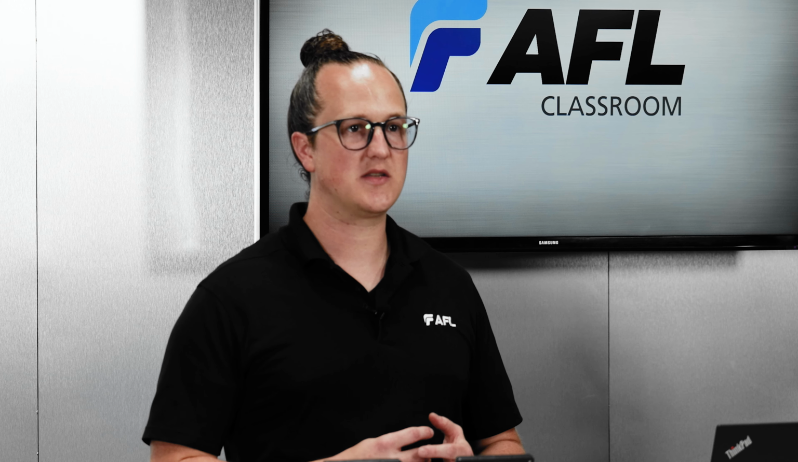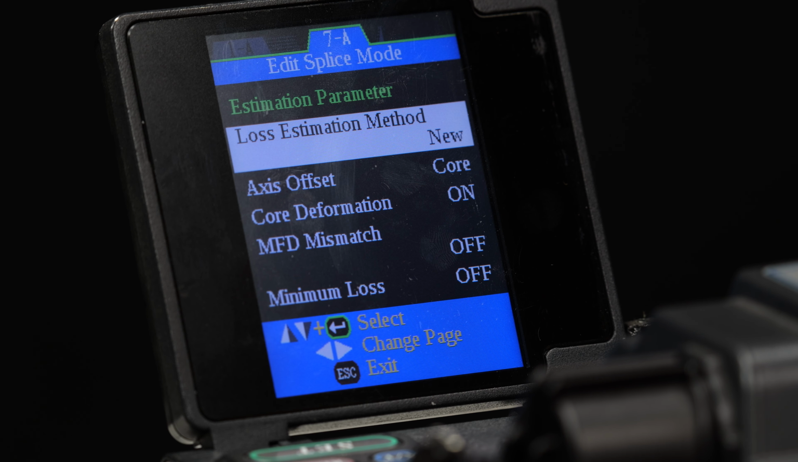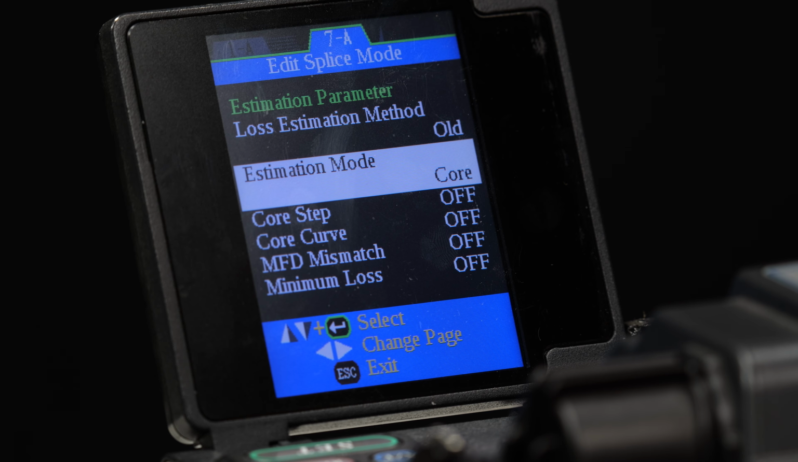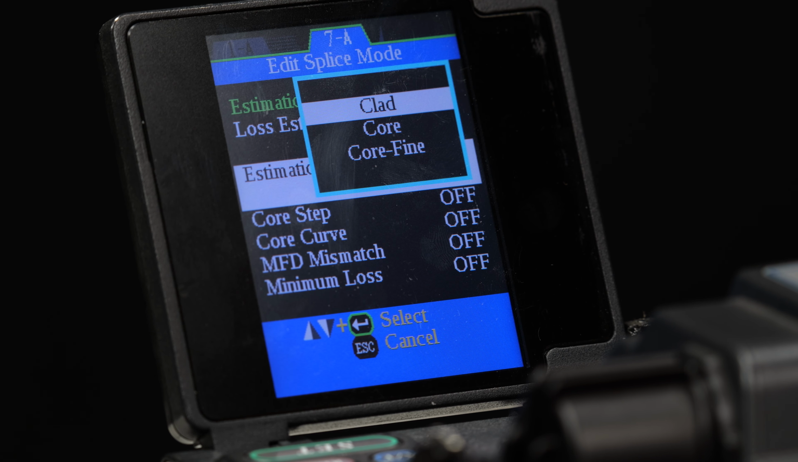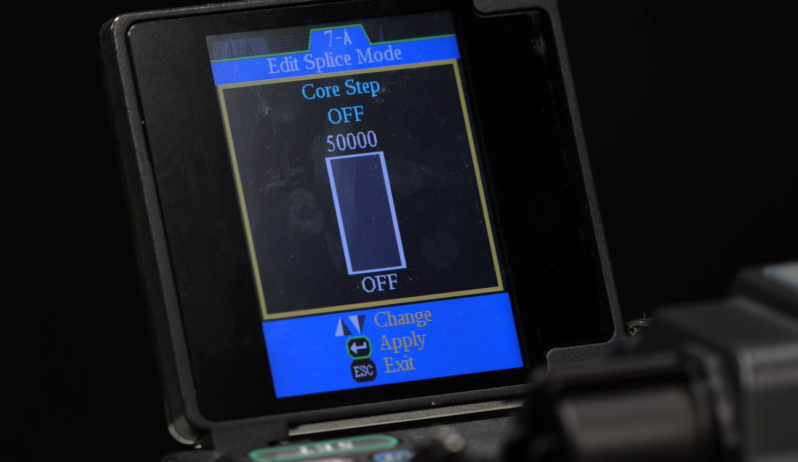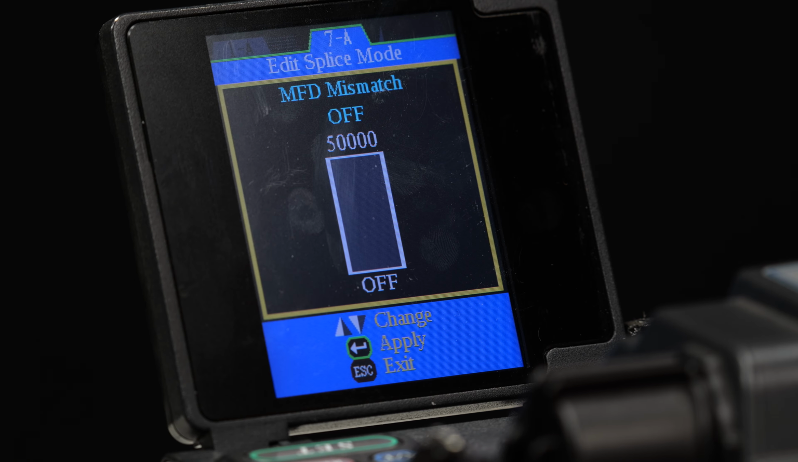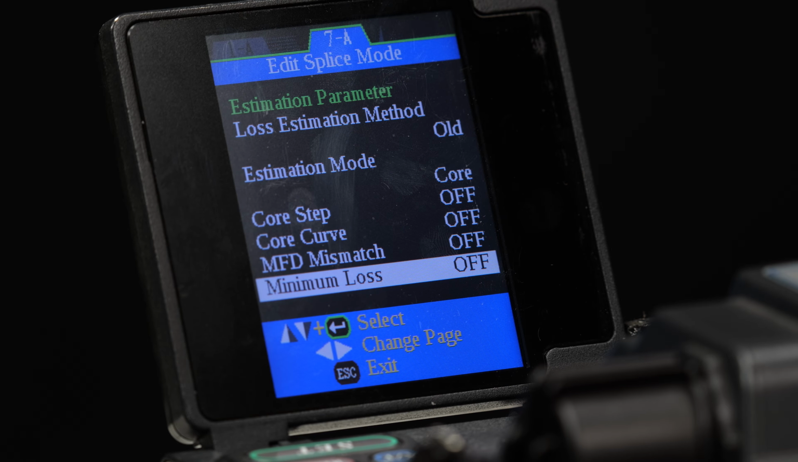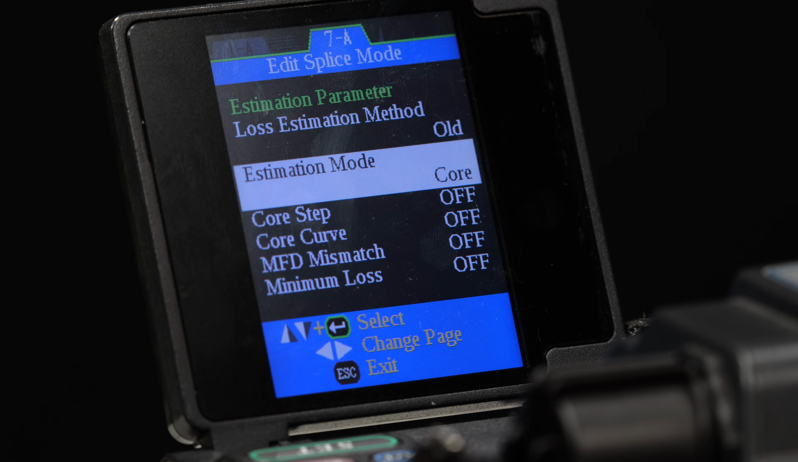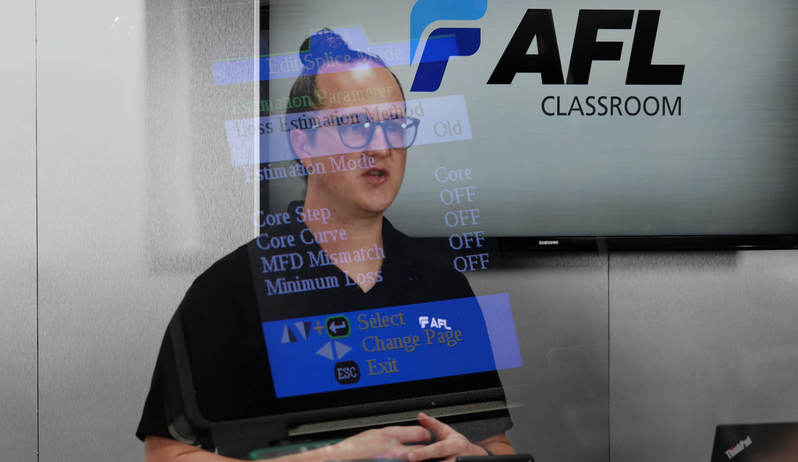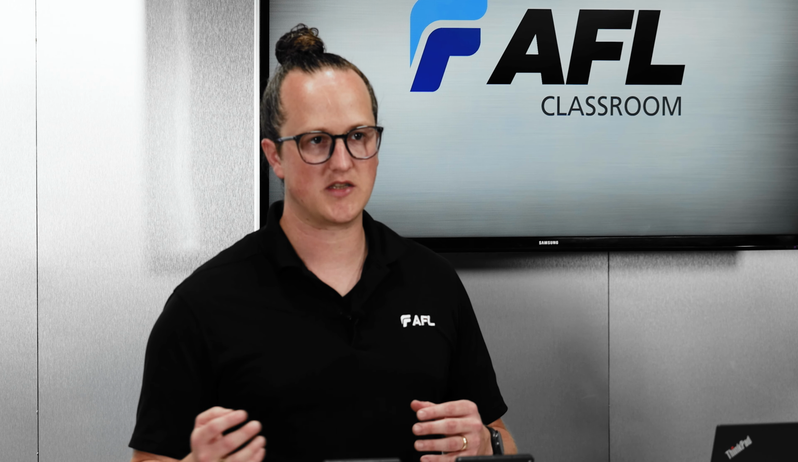As we start tuning the splice loss estimation, we'll first decide between using the splicer's old method or the new method. The old method utilizes core step, core curve, and mode field diameter mismatch as the parameters for adjusting loss sensitivity. This method is generally good for observing butt splices or splices characterized by little core deformation, such as splices with a low arc power or splices using cladding alignment, like multimode or coreless fiber splices. The old method doesn't directly account for wavelength, so it can be used accurately in some cases, but won't always provide the best results with normal fusion splices or with more unique splices.